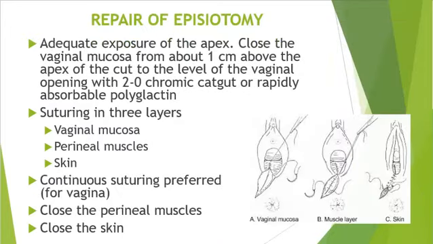For repair of the vagina, there should be adequate exposure of the apex, and close the vagina from about 1 centimeter above the apex of the cut to the level of the vaginal opening, using 2-0 chromic catgut or rapidly absorbable polyglactin, also known as Vicryl Rapid. It is a 3-layer suture: first the vaginal mucosa, then the perineal muscles and the skin tissue. For the vagina, continuous suturing is preferred. For perineal muscles, it can be interrupted or continuous. Usually interrupted sutures are used, and for the skin either interrupted or a subcuticular stitch is used.